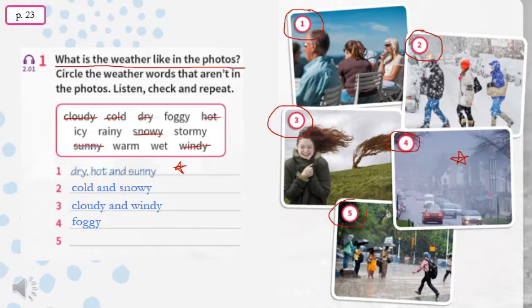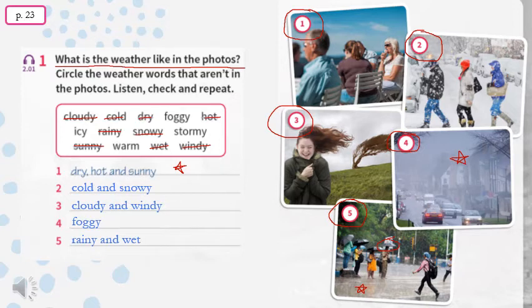Finally, let's take a look at number 5. What is happening in this picture? We can see people have umbrellas and we can see there's a lot of rain on the ground. The weather in picture number 5 looks rainy and wet. Now let's listen and check our answers. Unit 2, Track 1.